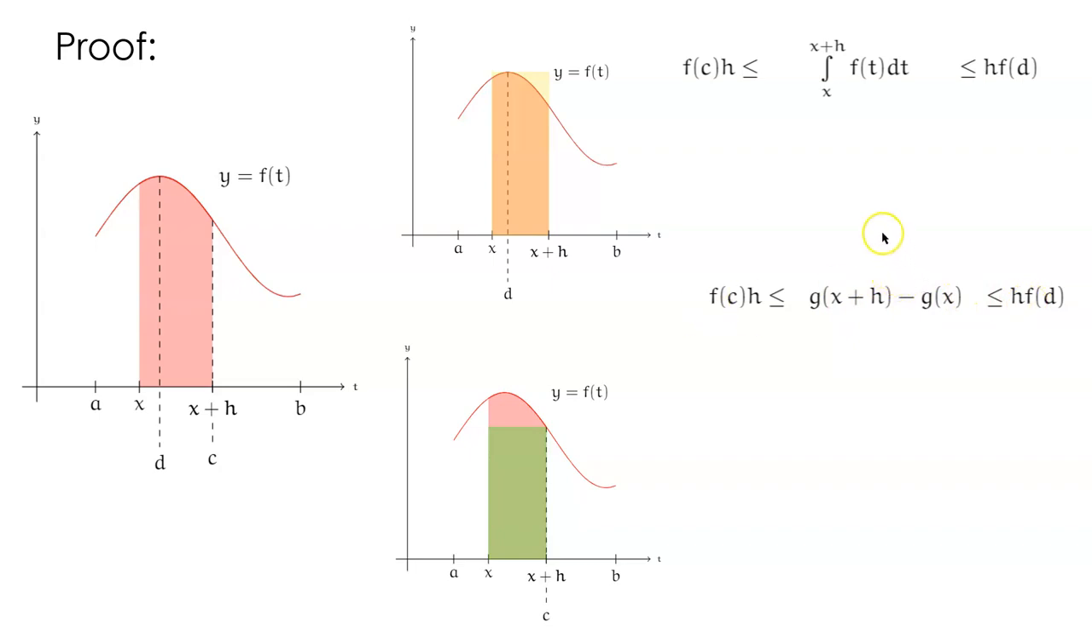And now I'm going to divide everything by h. I get something that looks a little bit more familiar. So I have f of c is less than or equal to the difference quotient, which is less than or equal to f of d. What can I do with that?